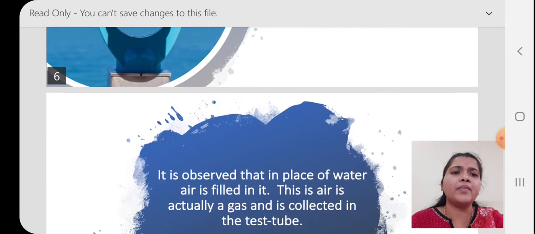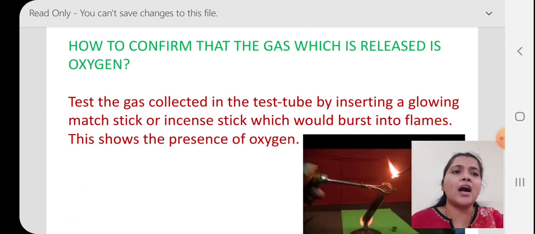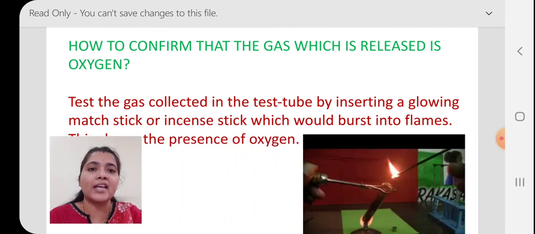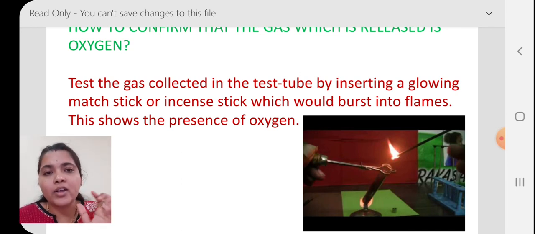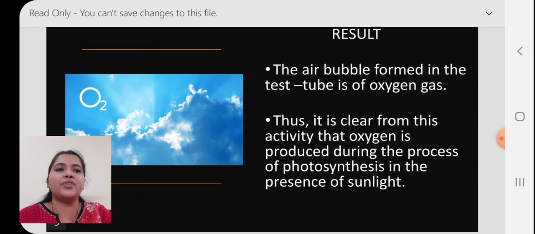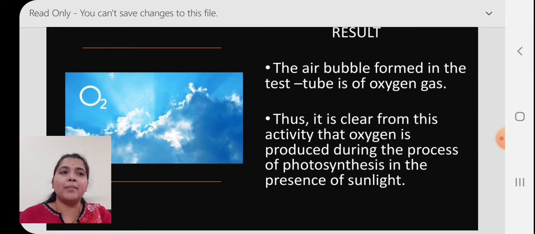How do you confirm that the bubbles which are released are oxygen gas only? How do you test? Test the gas collected in the test tube by inserting a glowing matchstick or incense stick, which would burst into flames. If it bursts into flame, then you can show that it is oxygen. The bubbles accumulated in the test tube are oxygen only. So the final result of the experiment is that the air bubbles formed in the test tube are of oxygen gas.